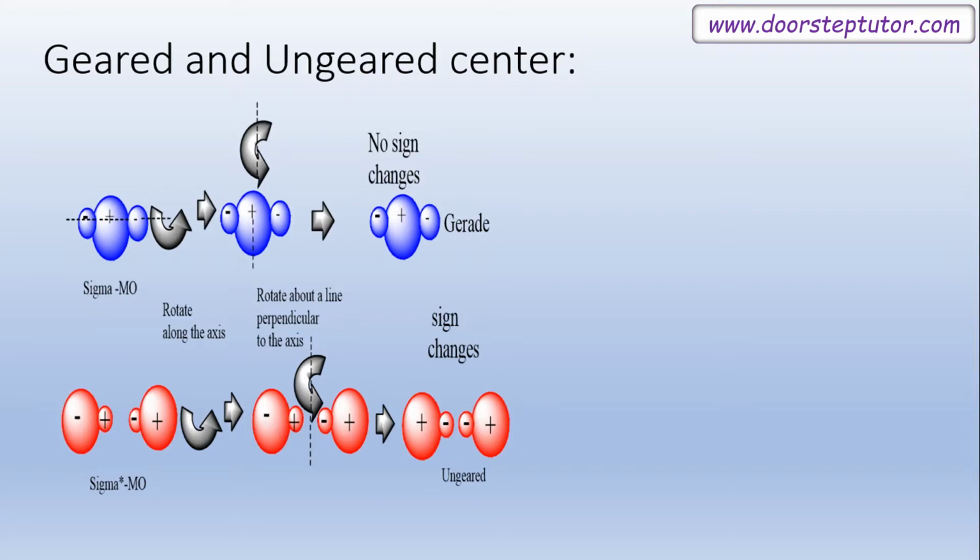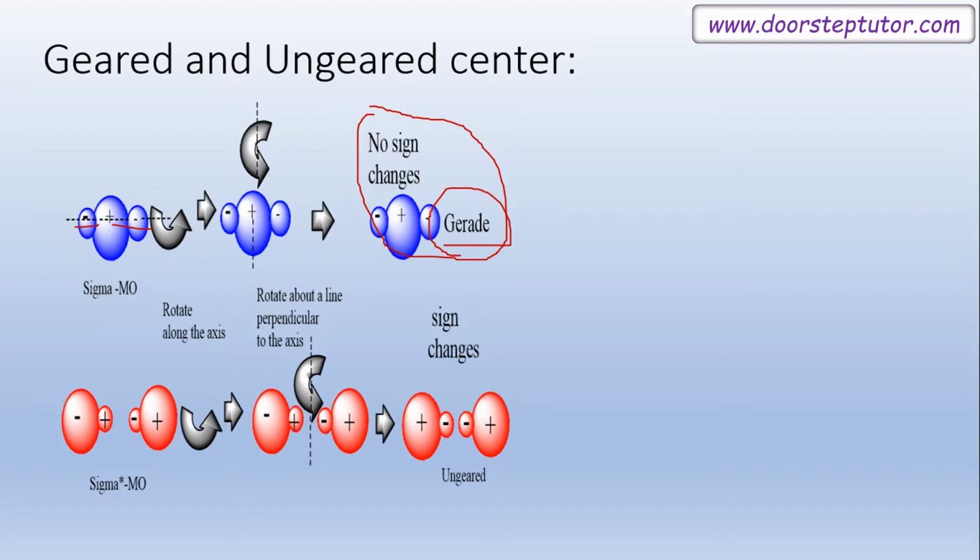Here you can see this is the internuclear axis. Here you can rotate along the axis, or you can rotate about a line which is perpendicular to the axis. You can rotate horizontal or vertical, there is no issue. After the rotation, there is no sign change. Here you can see the original is minus, plus, minus, and after the rotation there is no change in the signs. The wave function does not change, so you can represent it as a Z center.